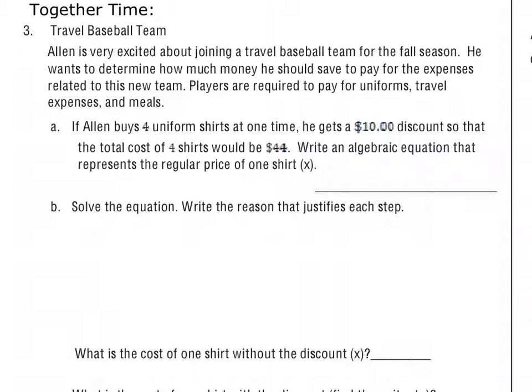So this is a discount of $10, so that's going to be taken away from the price of what it would normally be if it was 4 times the regular price. So we're using the variable x for our regular price, and we're being told that 4 times that regular price minus $10 would give us the total of $44. That should allow you to write the equation. When you're ready to solve the equation, be very careful and make sure you're paying attention to what your inverse would be if you have a subtraction.